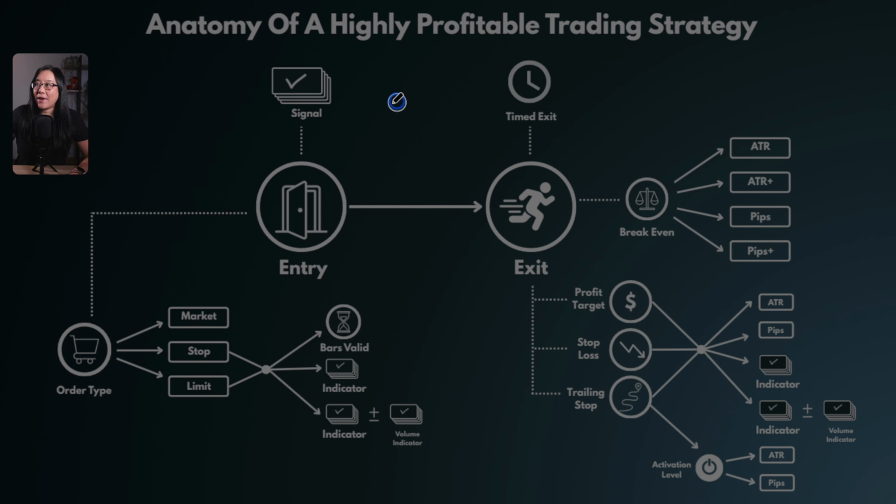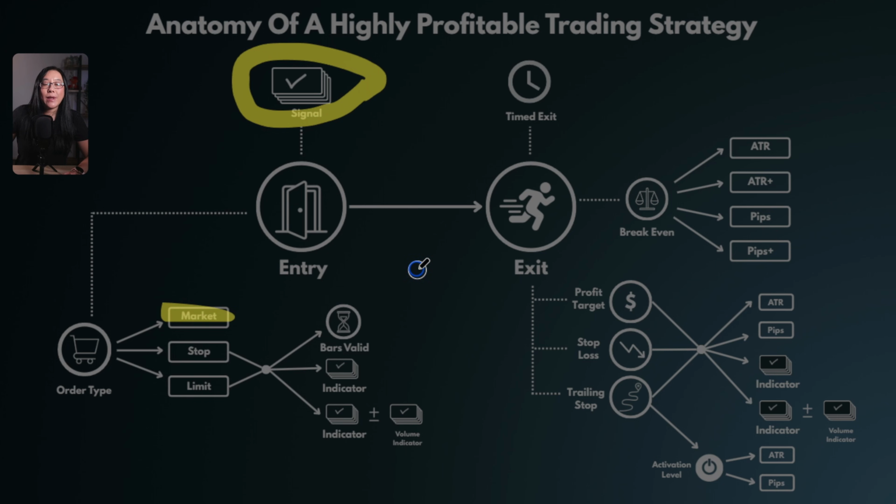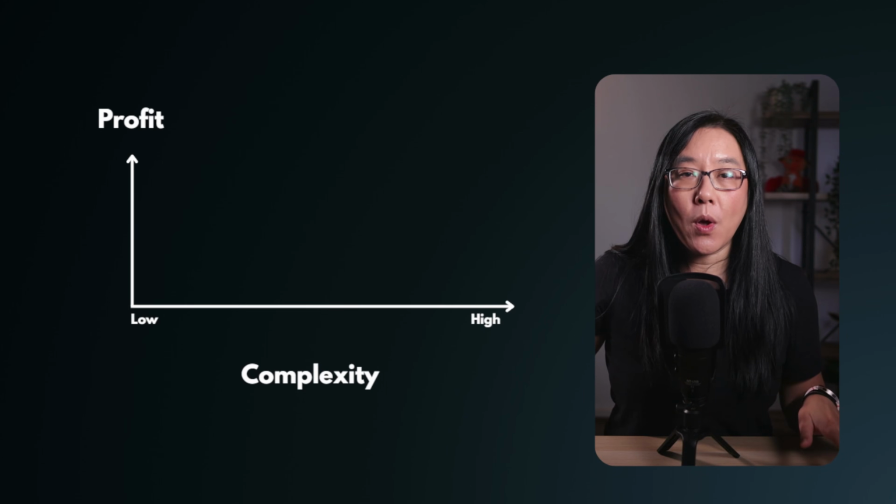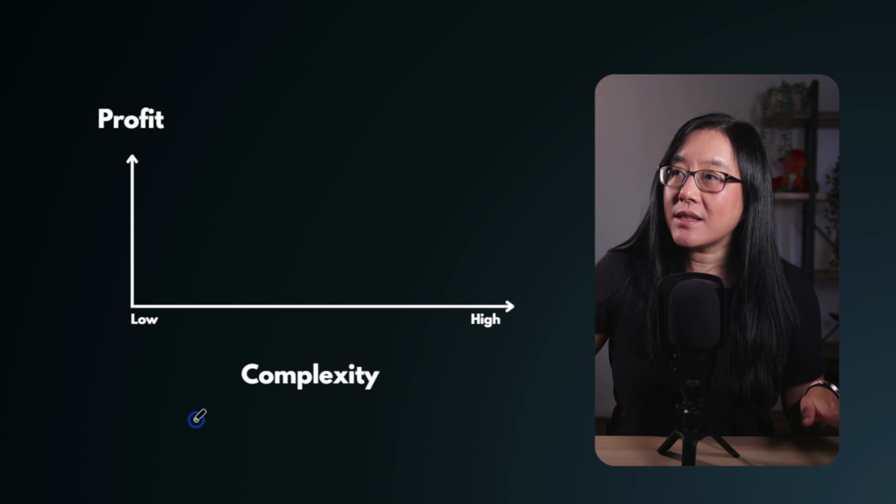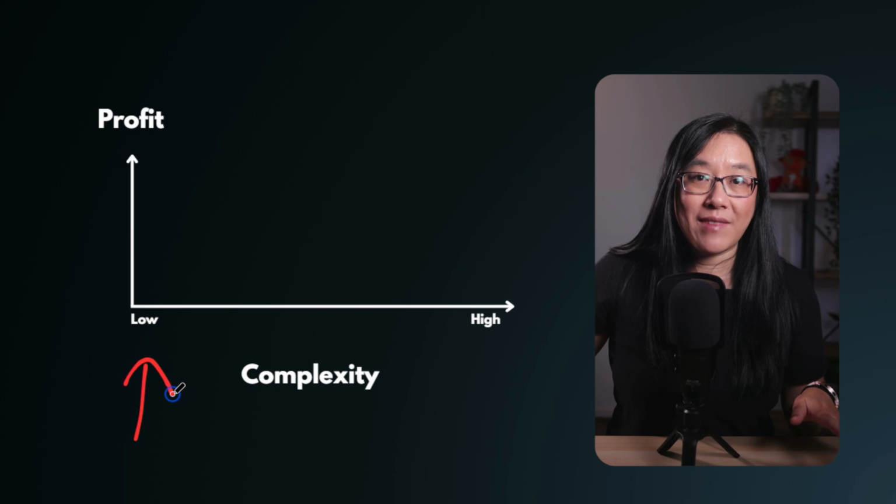So if we head back to our trading strategy and highlight the bits that are relevant here, we just have a signal, which is the moving average cross for the entry. We are trading with a market order and we are exiting on the opposite signal. Only 3 circles are highlighted in this diagram. So on the complexity scale, this is the lowest that you can get.